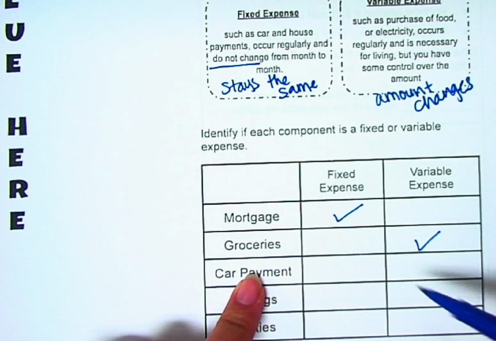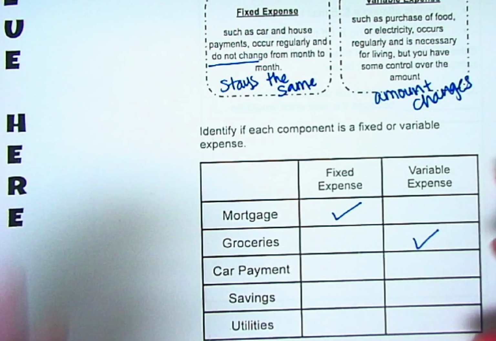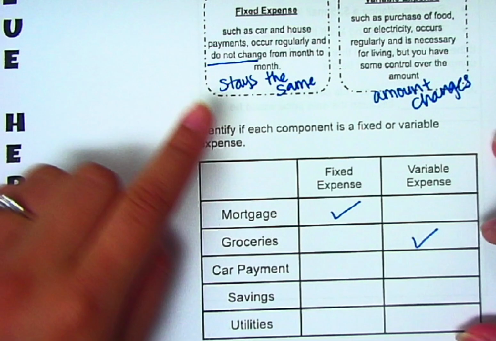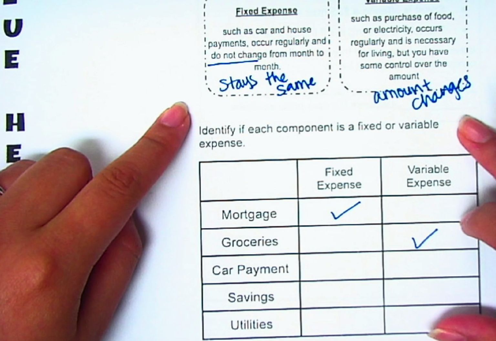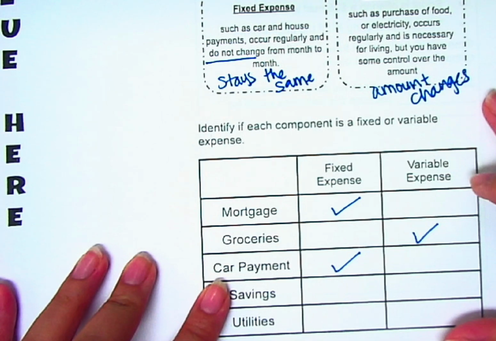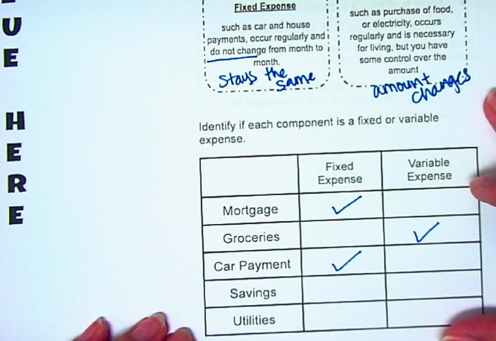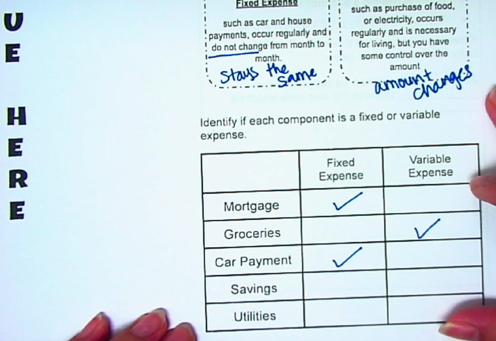Car payment. Is it a fixed or variable expense? Car payment. So think again. Think to yourself. Does it stay the same or does the amount change? So this one is a fixed expense. The amount is going to stay the same each month until you pay it off. If you have to pay $500 a month, it's going to stay the same.